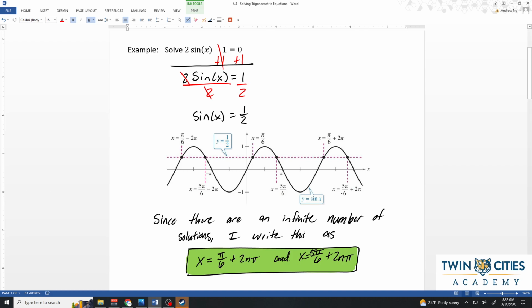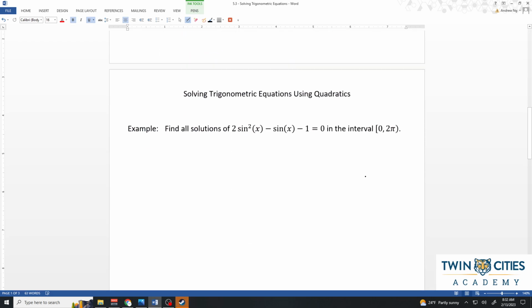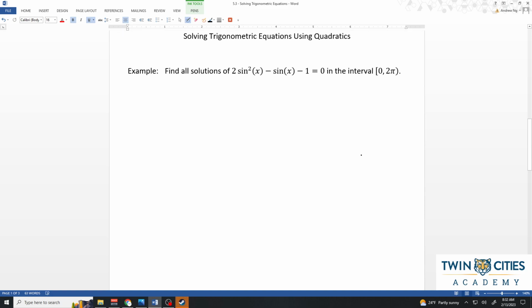Let's solve a couple more problems. This time we'll use quadratics. Find all solutions of 2 times sine squared of x minus sine of x minus 1 equals 0 in the interval 0 to 2 pi. So this part's important. 0 to 2 pi is telling me I don't want an infinite number of solutions. I just want around this first cycle, around this first circle.